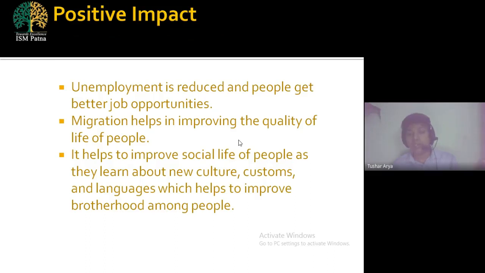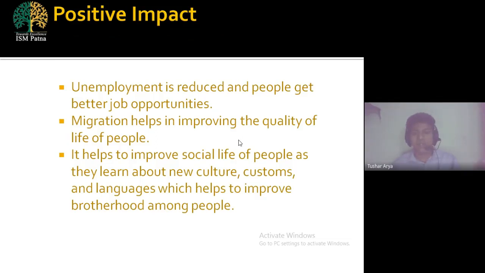People get better job opportunities because in rural areas there are not many opportunities for them, but they are moving towards urban areas and metro cities, where they have better job opportunities. Migration helps in improving the quality of life of people, no doubt. When you move from rural to urban areas, rural to metro areas, rural to tier 1, tier 2 cities, you face a different quality of life and standard of living. And when you start earning, it automatically improves the quality of life and the living standard of the people. So these are the positive impacts.